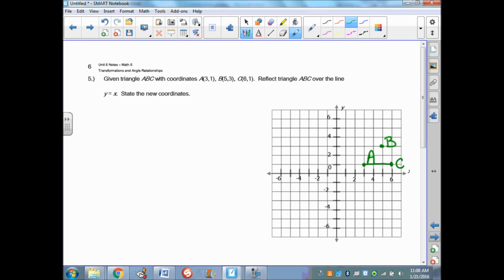Let's grab a straight edge and connect those three because we're talking about a triangle. And what do they want us to do with this triangle? They want us to reflect this triangle over the line y equals x.